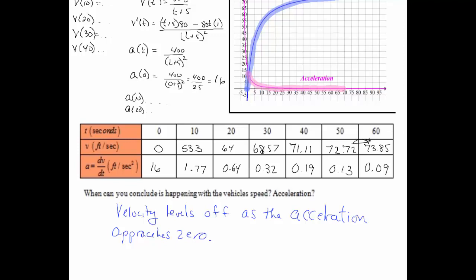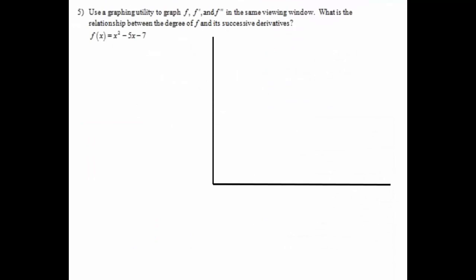Now let's look at one last problem. Use a graphing utility to graph f, f prime, and f double prime in the same viewing window. What is the relationship between the degree of f and its successive terms? Well, in order to do this, we need to know what f prime and f double prime is. So looking at this, f prime of x equals 2x minus 5, which means f double prime of x equals 2.